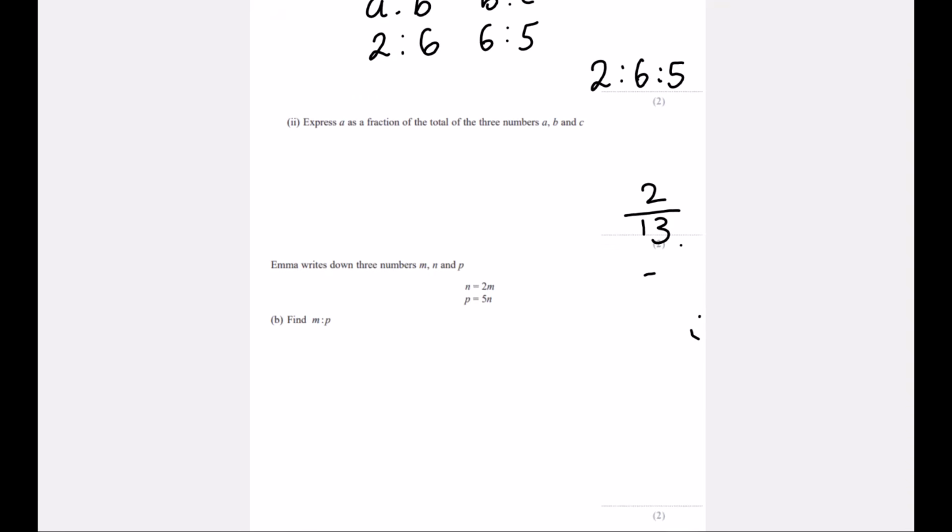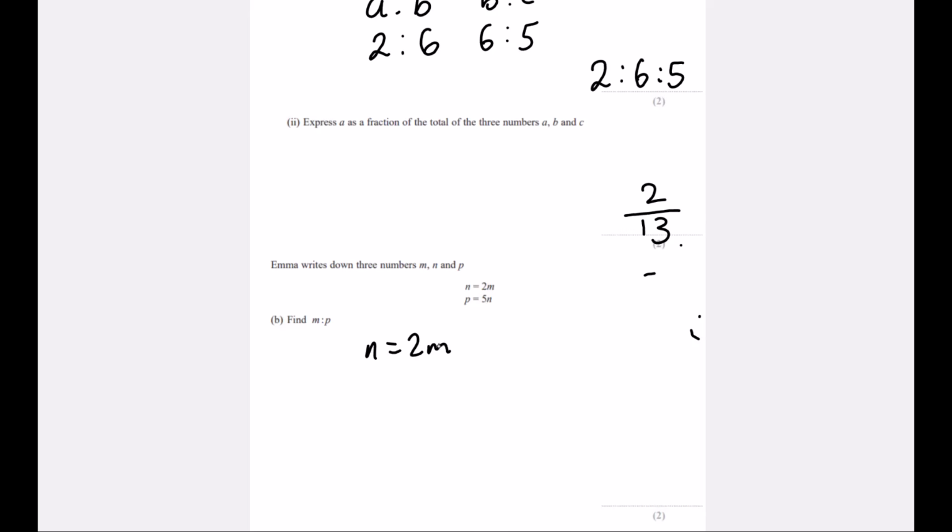Emma writes down 3 numbers, M, N, and P. So we're given them in equation form, and we want the ratio M to P. So we need to change this equation form into ratio form. N is equal to 2m. So what's the ratio of n to m? So if m is 1, so 2 ones are 2.